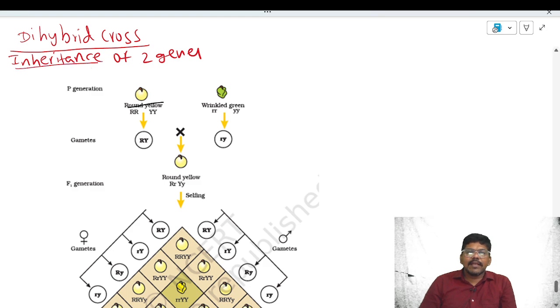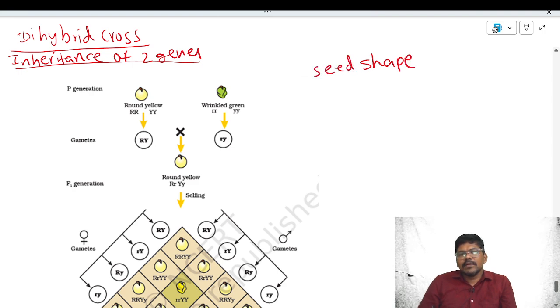What did he identify by the dihybrid cross? He identified that when more than one gene is inherited from one generation to another, the transfer of one gene does not depend on the transfer or inheritance of another gene. For this, Mendel took two genes. One gene is responsible for seed shape. Another gene is responsible for seed color.